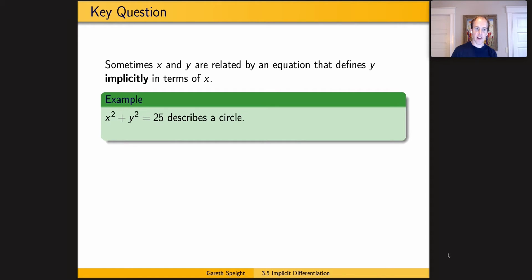So here, for instance, x squared plus y squared equals 25. Then, as you probably know, that describes a circle that's centered at the origin with radius 5. And okay, if we plug in different values of x, then we can solve to get different values of y. But if we were to try to solve that and put it in the form y equals something, then we would get two equations, right? We would get y equals plus the square root, and y equals minus the square root. And depending on what we were doing, we would need to pick different functions. Okay, so this is one example where y is determined implicitly in terms of x.